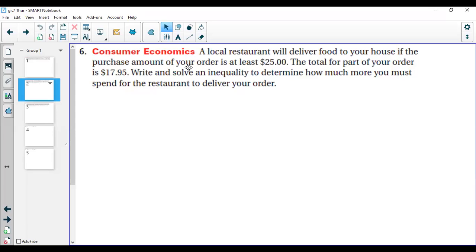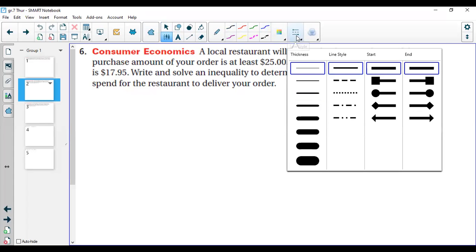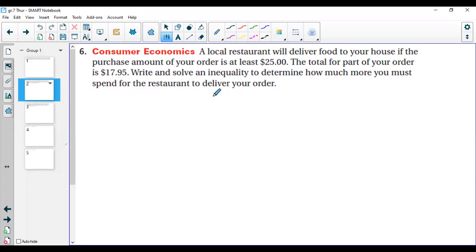All right. This question says, a local restaurant will deliver food to your house if the purchase amount of your order is at least $25. So they will deliver only if you buy food for $25 or more. At least means the minimum. If you buy for $24, they won't give you delivery. If you buy for $20, also they will not give you delivery. So if you want food delivered, you should buy at least $25. That means your order should be $25 or more if you want delivery. And if I was in that place, I would go to the restaurant and eat.